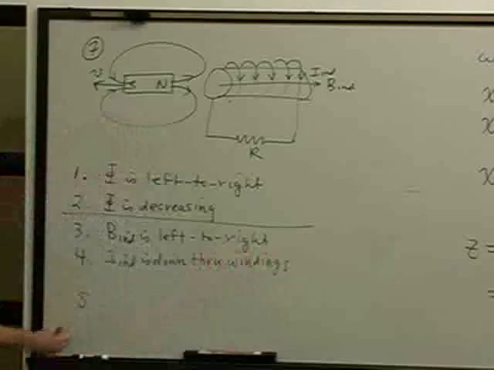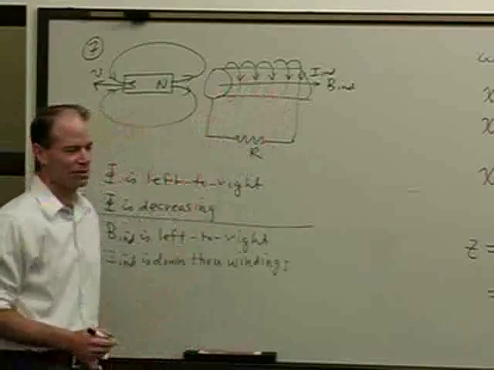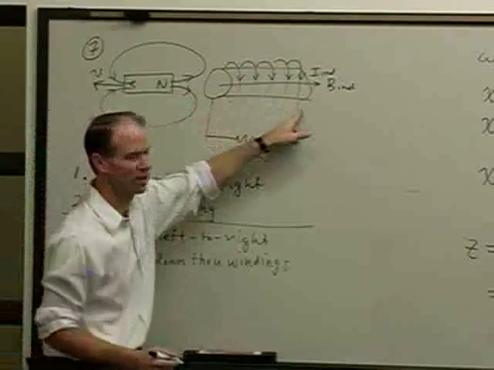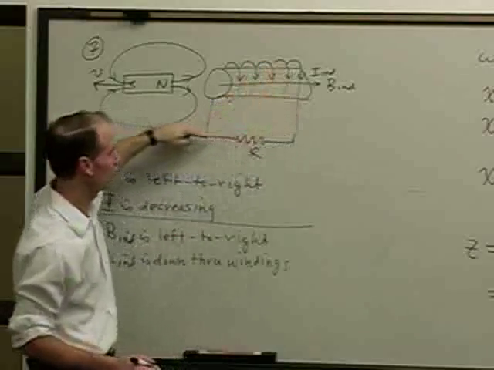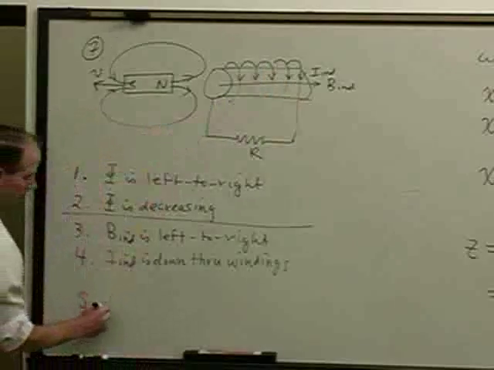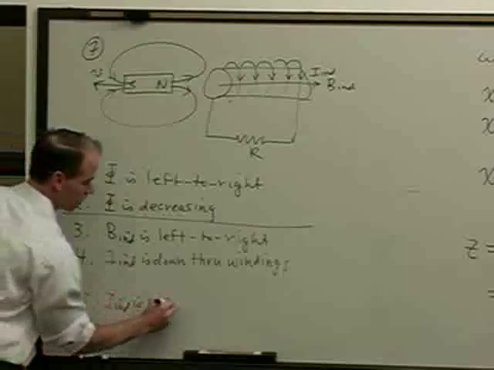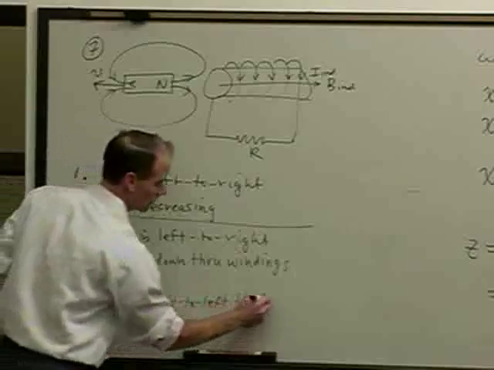This particular problem may have a 5th question because the question was, what is the direction of the current through R? Now, if this current is coming down through the windings, you kind of have to look at your diagram to see where your last winding is. And this one has its last winding over here on the right. So it's coming down through that one, which means it must be going right to left to the resistor. So I induced is right to left through the resistor.